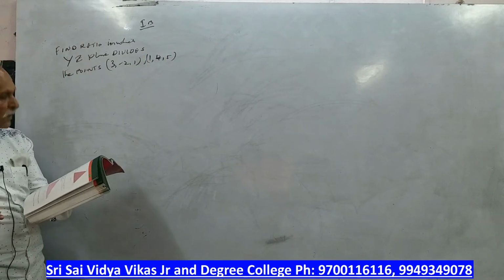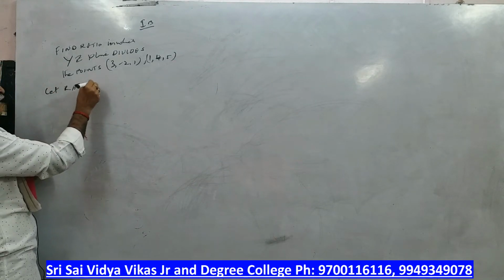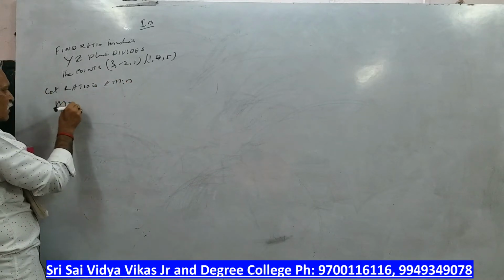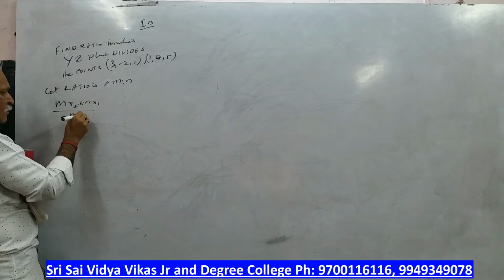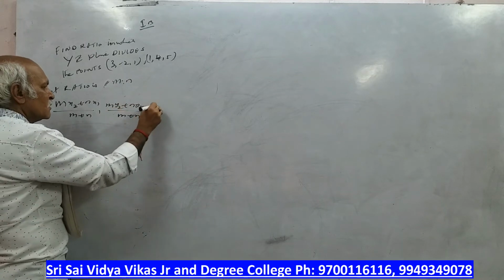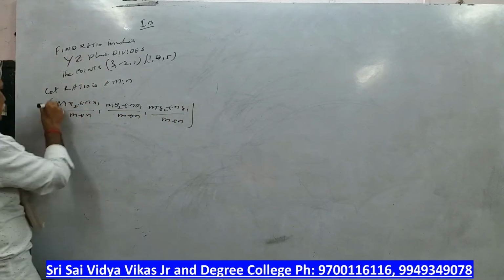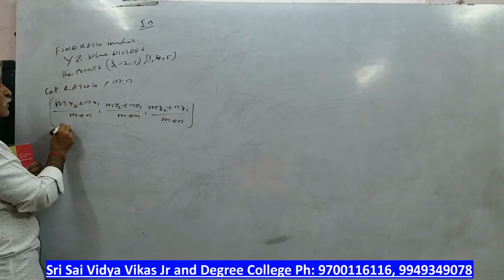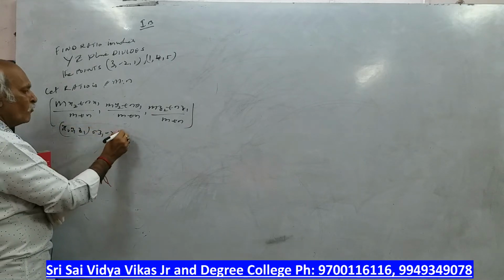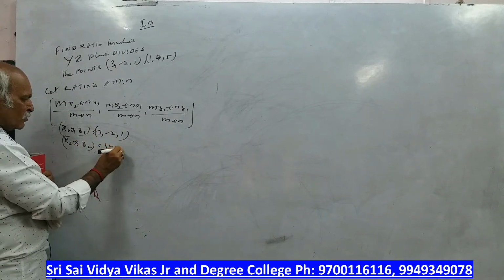3, minus 2, 1, 1, 4, 5. Again, let the ratio be m is to n. The formula is (mx2 plus nx1) by (m plus n). Now the point is what, sir? x1, y1, z1 is 3 comma minus 2 comma 1. And what is x2, y2, z2? 1 comma 4 comma 5.